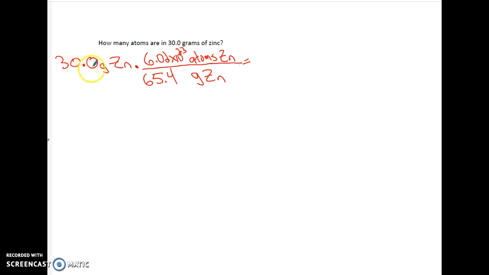So now what you do is 30 multiplied by Avogadro's number divided by the molar mass, which is 65.4. Round it off to the number of significant digits in the problem, and you get 2.76 times 10 to the 23rd atoms of zinc.